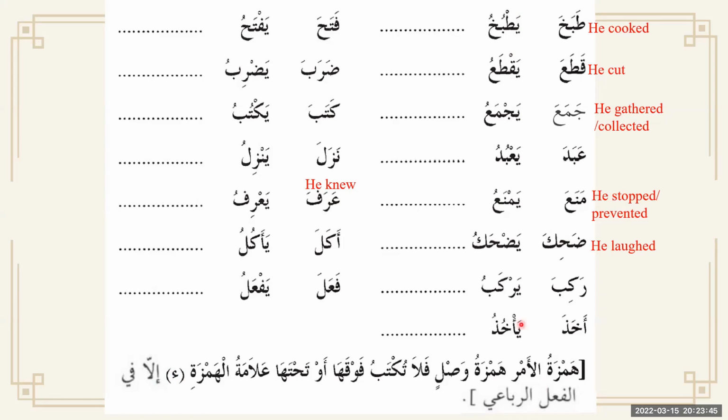You should never, like here, ya'khudhu, this is hamzatul qata. You should never put this line. It will be just alif. Okay, that is hamzatul wasl. And I think you know that. So this is passive, this is majhul. So what the author is saying is that the sign of hamza is not written over hamzatul wasl or over hamzatul amr or below hamzatul amr.